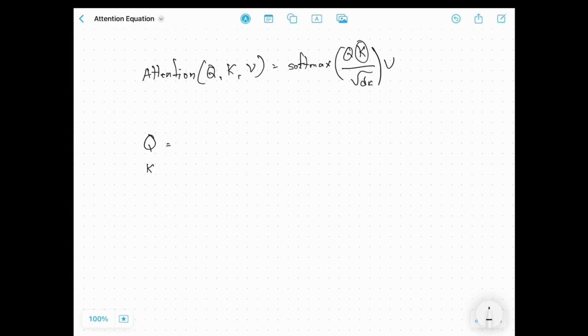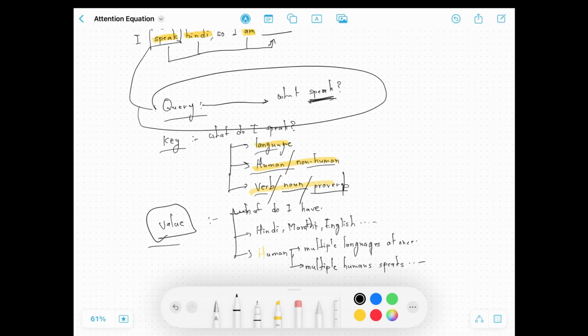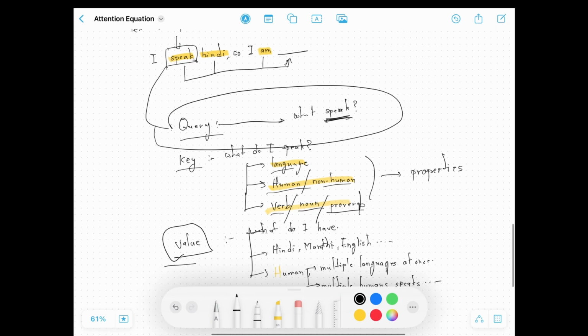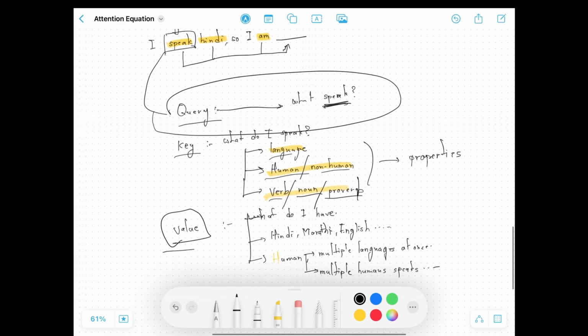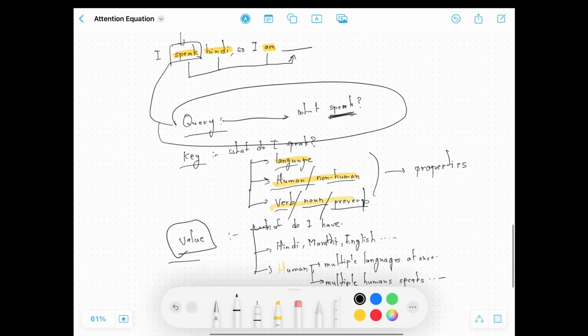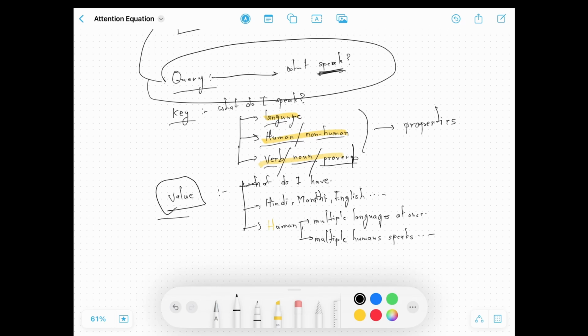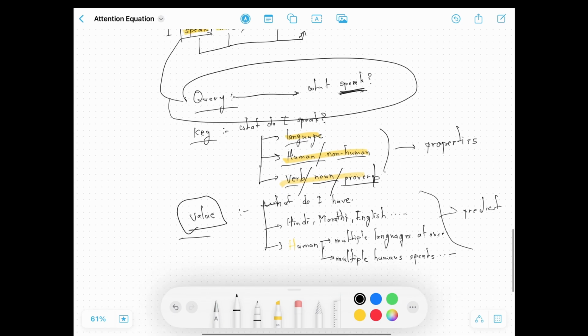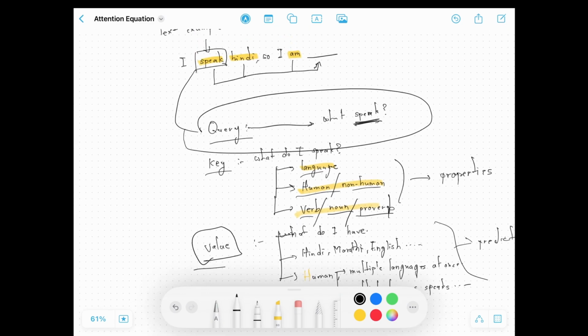So first of all, we need to understand what is the query key value. In language, if I'm human, non-human, if it is a verb, noun, proverb, like what properties this word have. So all of that these words have, and all of these things I will be considering for the next token. And then I will be looking at the value, like what type of things that I can predict, like what values actually can match with that. So these are the things I will be looking at.